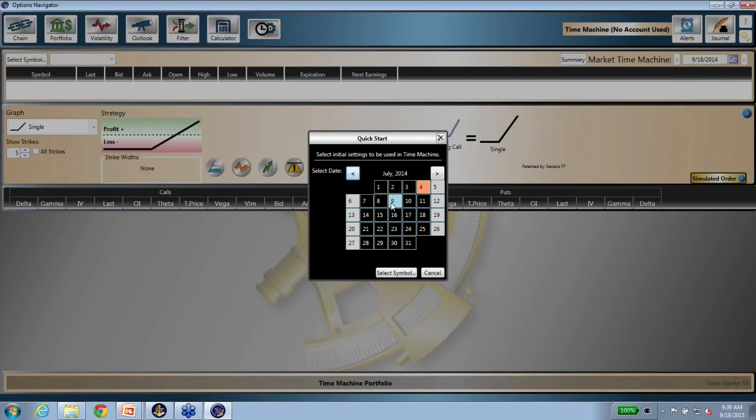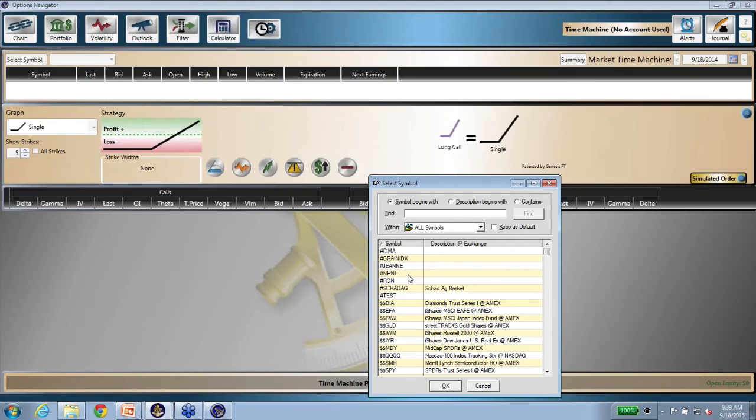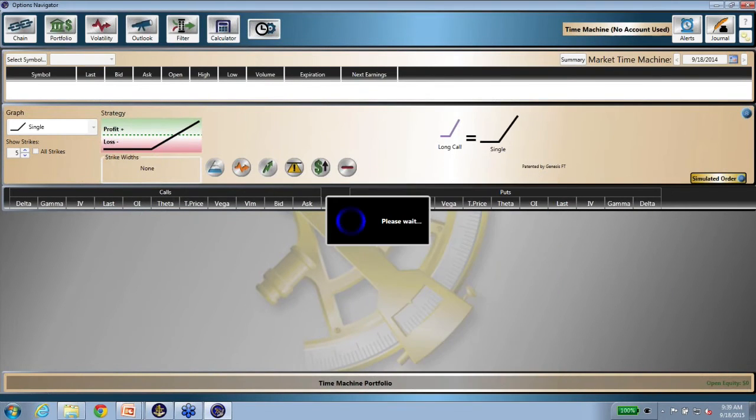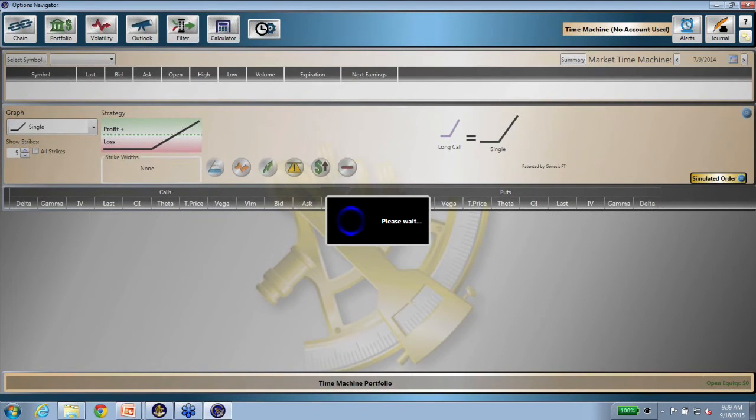We can go back to, say, July 9th, and we can select whatever symbol we want. We've been talking about IBM, so I'm just going to keep using it as an example. And this is what the option chain looked like on July 9th for IBM. And again, this has intraday options history years back.